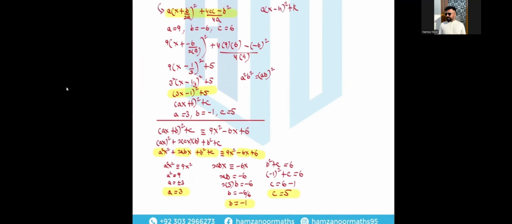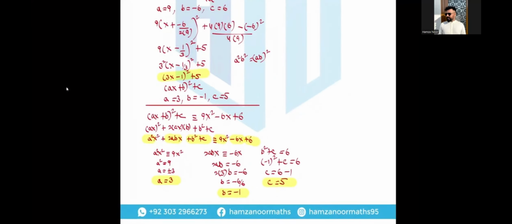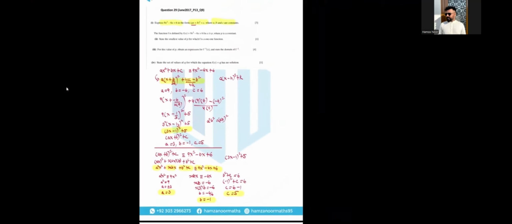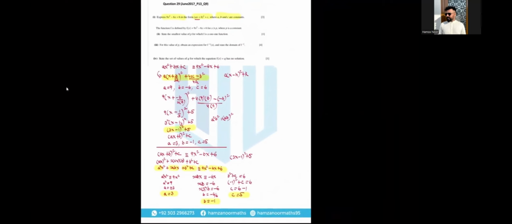So we have obtained a, b, and c according to our requirement. And now we can say that the required form is 3x minus 1 whole squared plus 5. So in both of these ways, you can attempt your part 1.